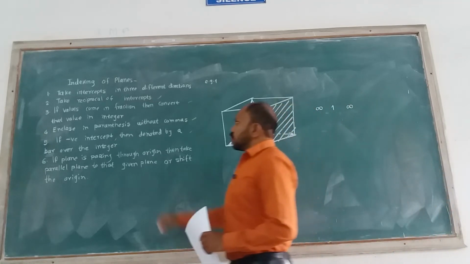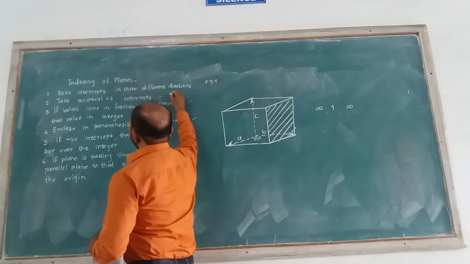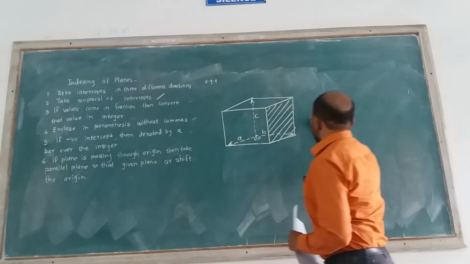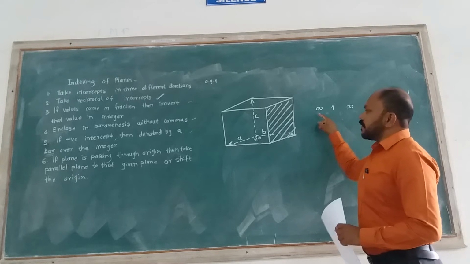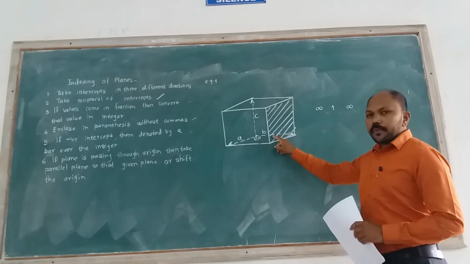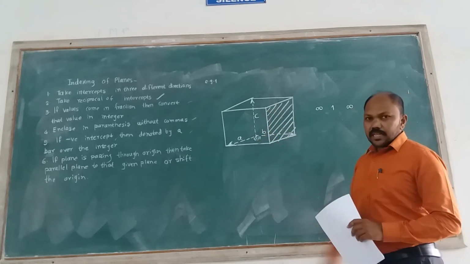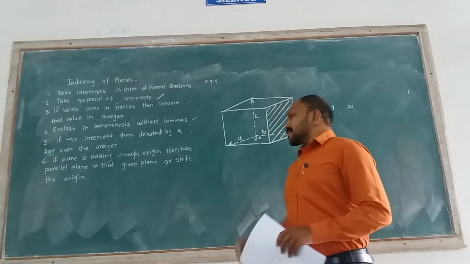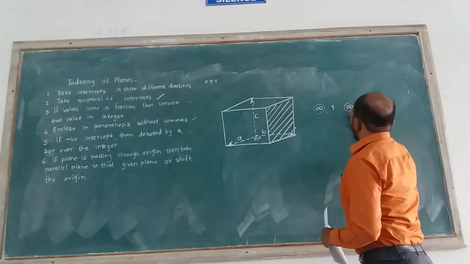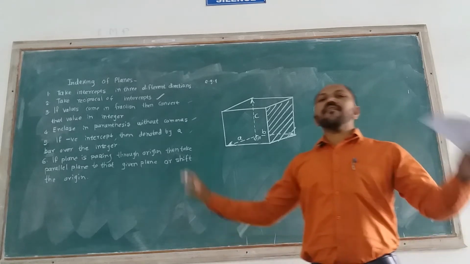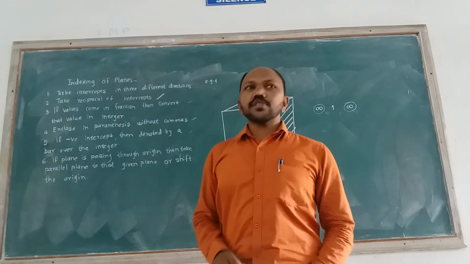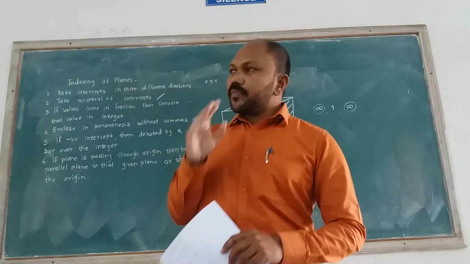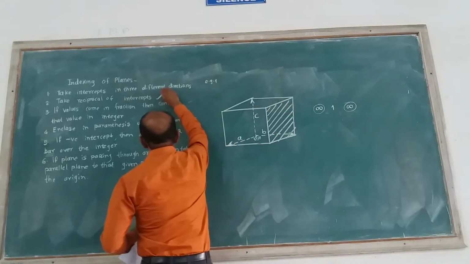Now our second rule for indexing of planes is to take the reciprocal of the intercepts. The intercepts are infinity for a, 1 for b, and infinity for c. The purpose of taking reciprocals is to remove these infinity values, which are not expected. That is the reason for taking the reciprocal of the intercepts.